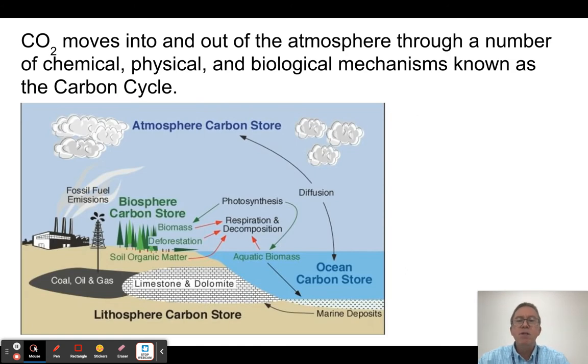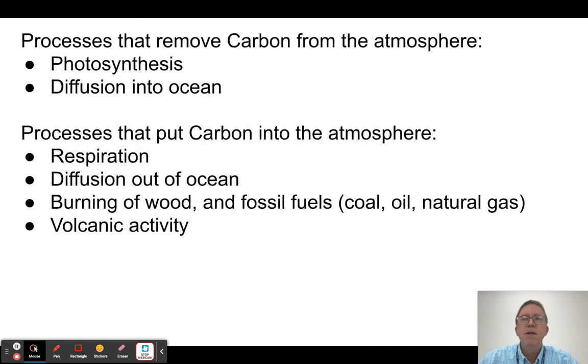The process by which it moves in and out of the atmosphere and other parts of the world, like the ocean and the land, is called the carbon cycle. In the carbon cycle, we have chemical means, mechanical means, and biological means for moving carbon from component to component of the system. The best way to approach it, I think, is to start from the idea of what could take carbon out of the atmosphere.